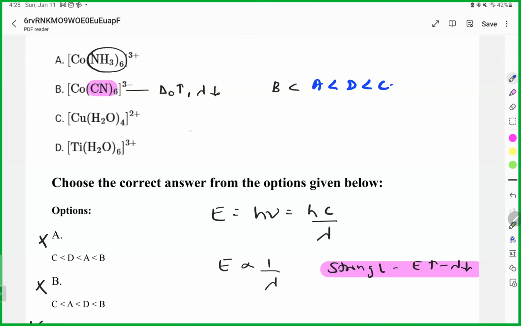Correct? Because we said that this crystal field depends upon two things. I wrote exactly the same thing. One is the ligand strength, and second thing it depends upon the charge on the metal. Do you remember? Yes, NCERT line.